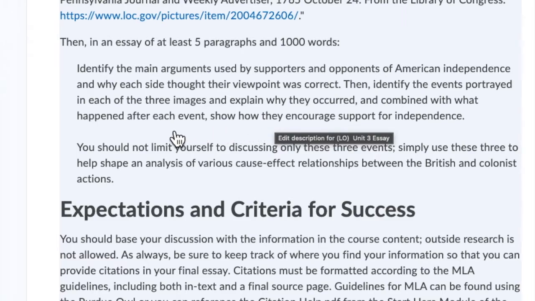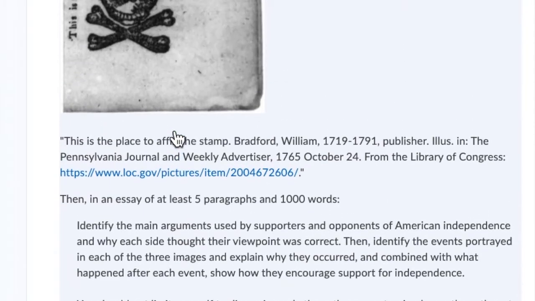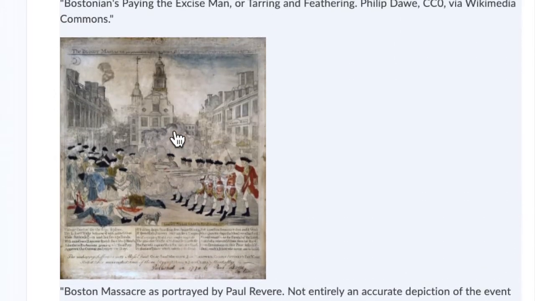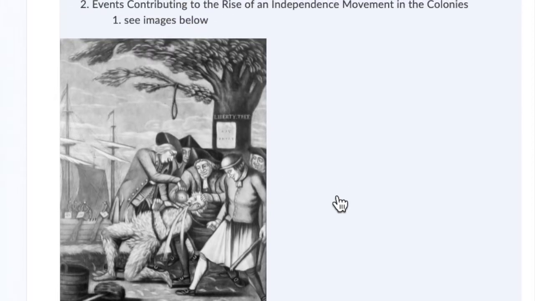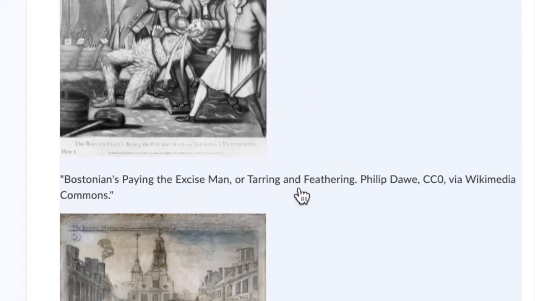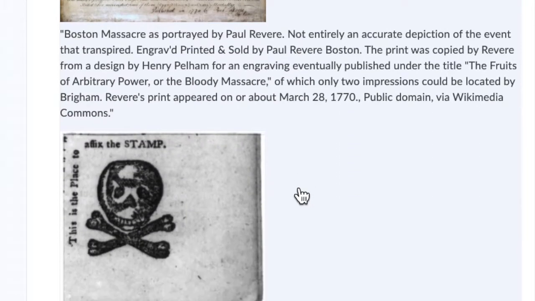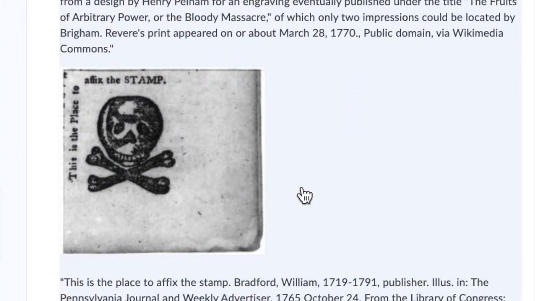Now, the way this is described is that it sounds like you're going to be talking a great deal about the three images. But you are not supposed to do that. You're supposed to talk about the events portrayed in each of the three images. That's why I think this assignment is a bit confusing, and I'm trying to clear up the confusion here. You are supposed to talk about the events represented by these images, not the images themselves.